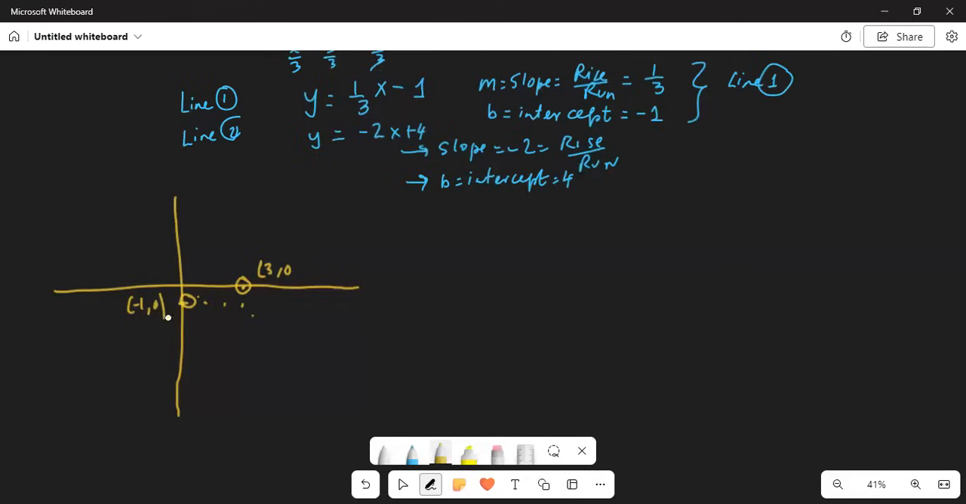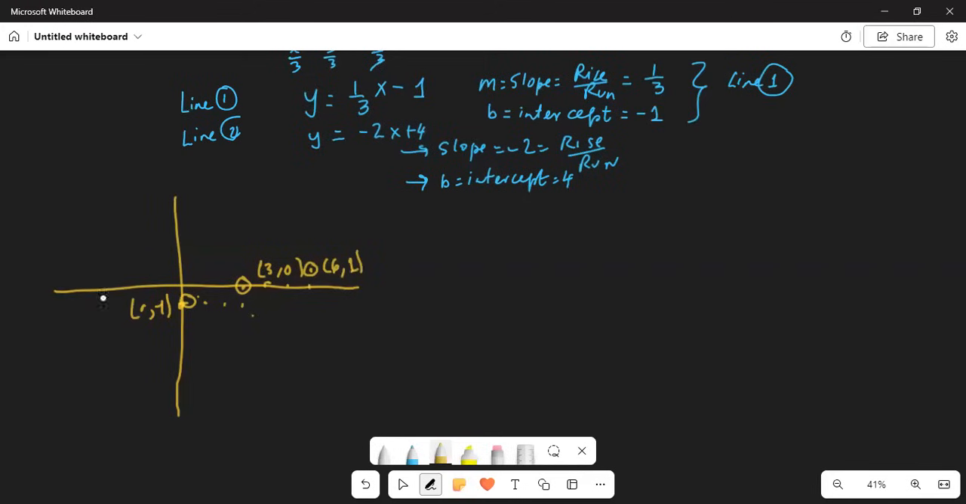No, I've written it wrong. So let me erase this. It is (0, -1). This point is (0, -1). This one is (3, 0). And then again, I move horizontally by 3 units, and I go up by 1 unit because the rise is 1. So this point is (6, 1).